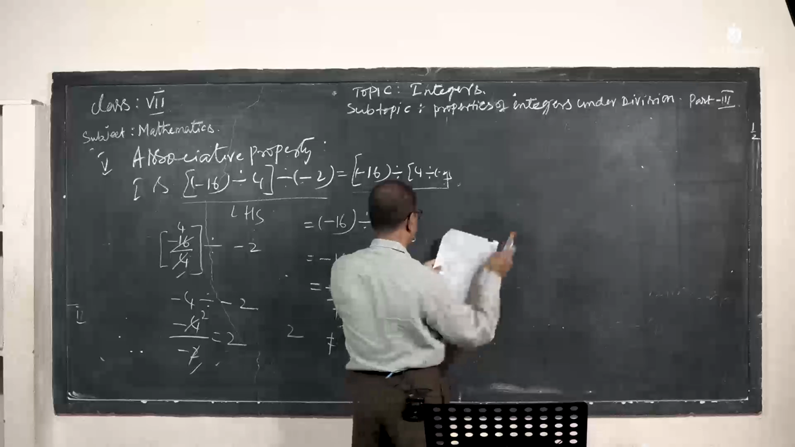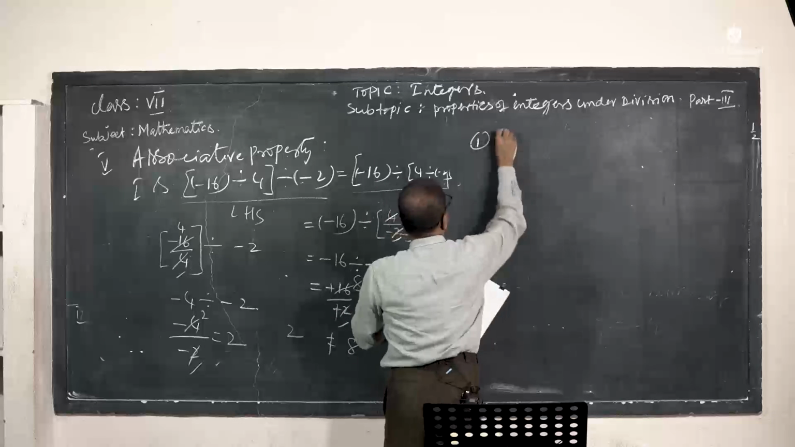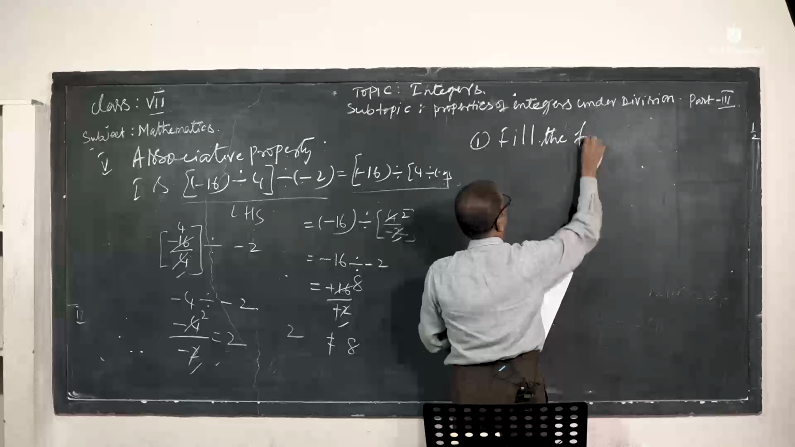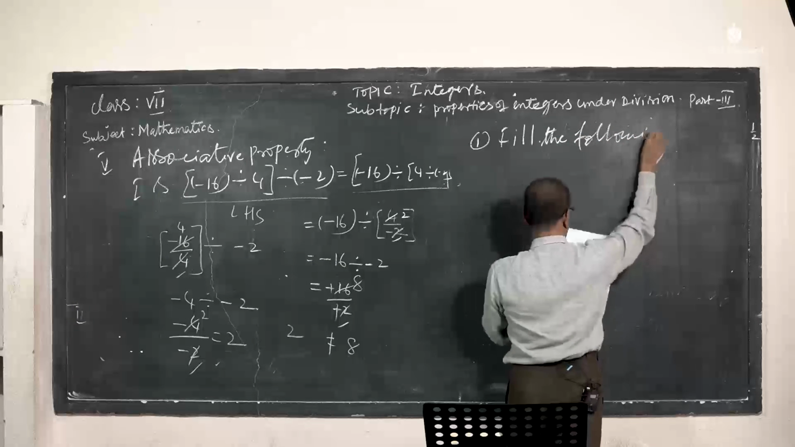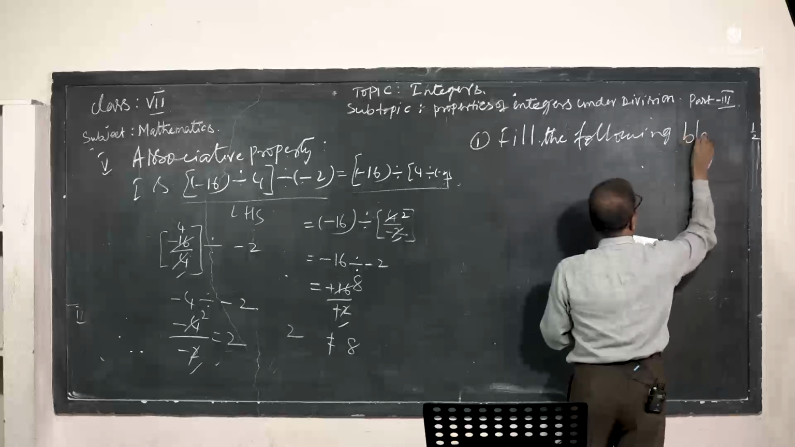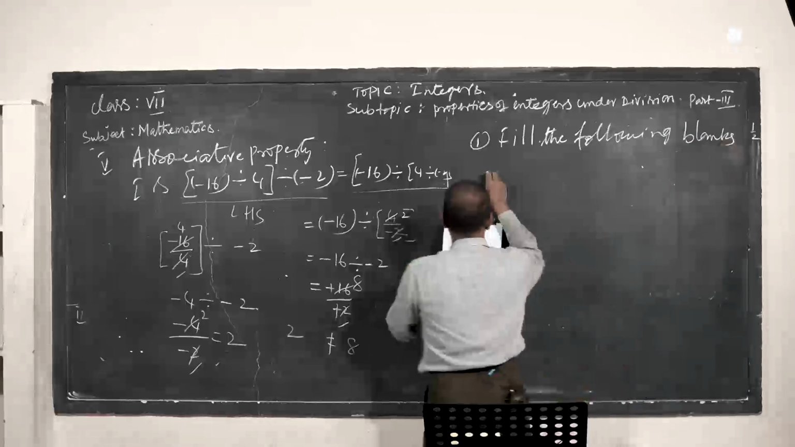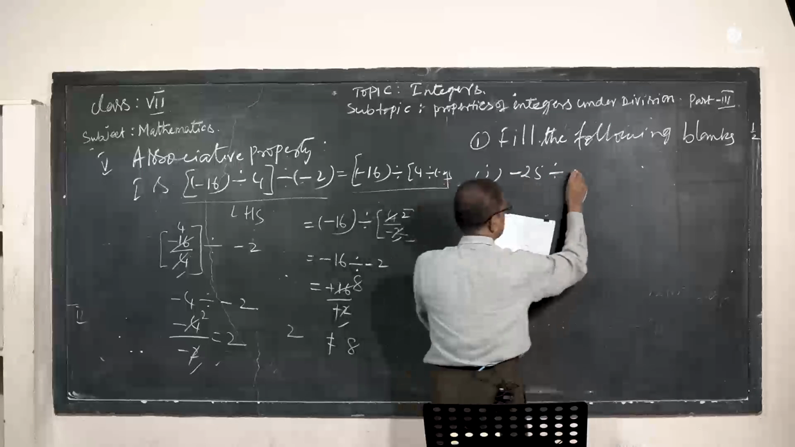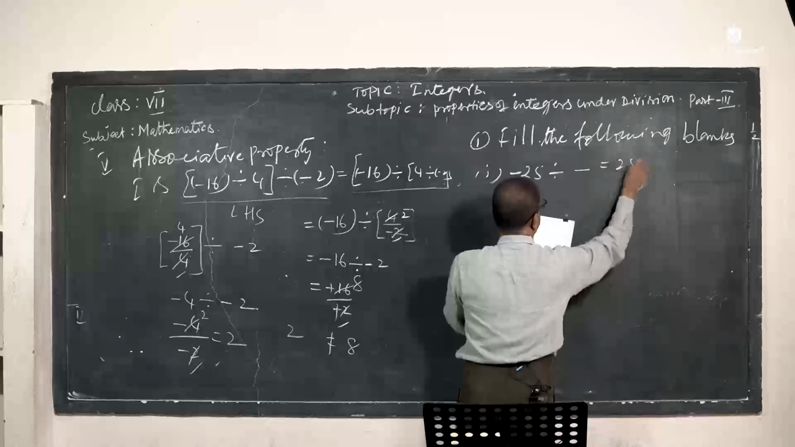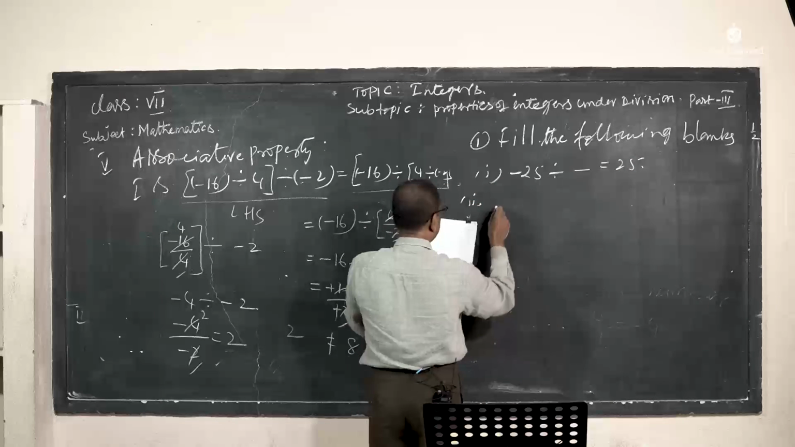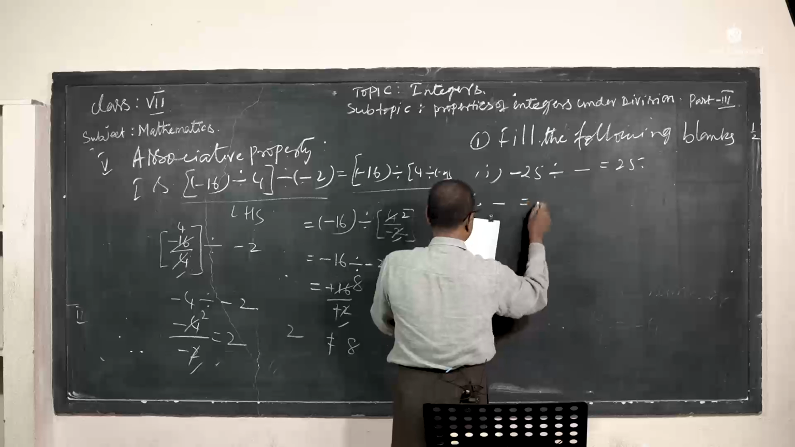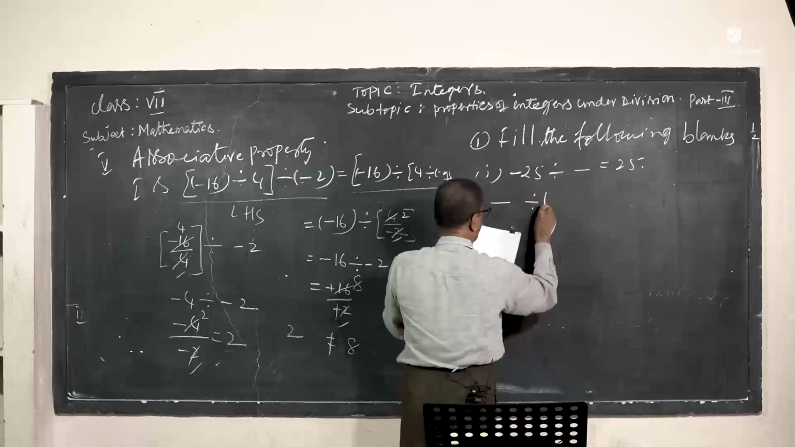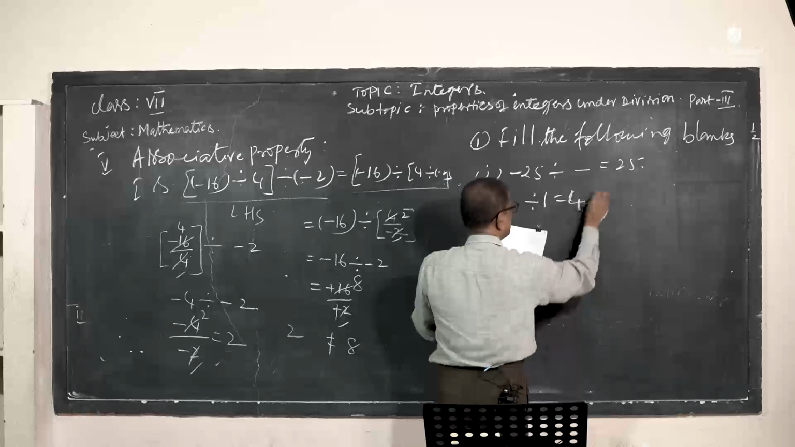Next, there is one more question here. Number 1 is asking us to fill in the following blanks. See, it's very simple. Minus 25 is divided by something that is equal to 25. Number 2, we can write the dash is given, that is equal to 1. Dash is divided by 1 that is equal to 49.